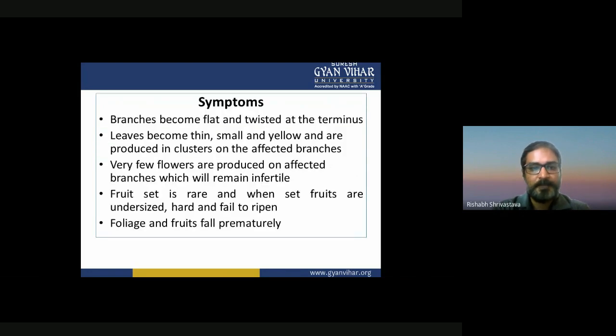Symptoms: branches become flat and twisted at the terminus, leaves become thin, small, and yellow, and are produced in clusters on the affected branches. Very few flowers are produced on affected branches, which will remain infertile. Fruit set is rare, and when set, fruits are undersized, hard, and fail to ripen. Foliage and fruits fall prematurely.